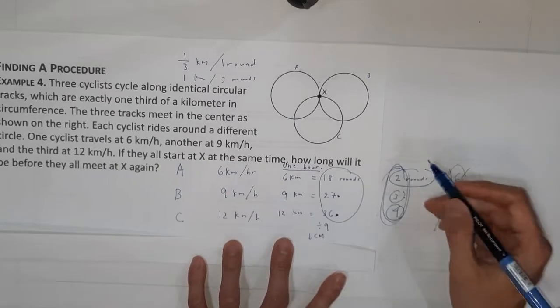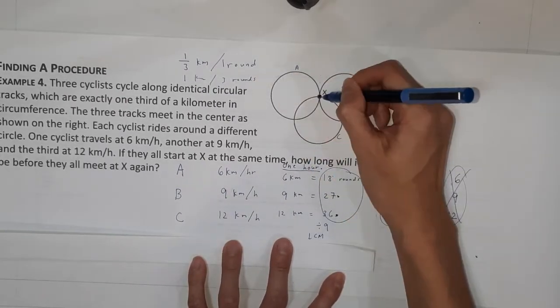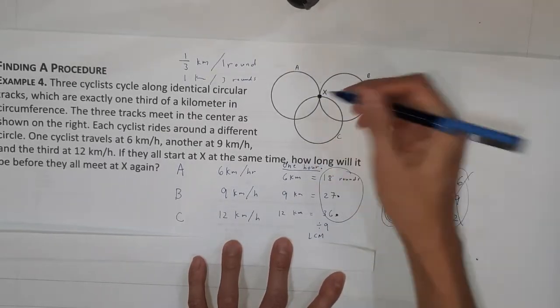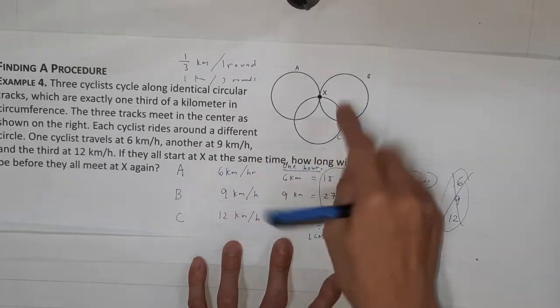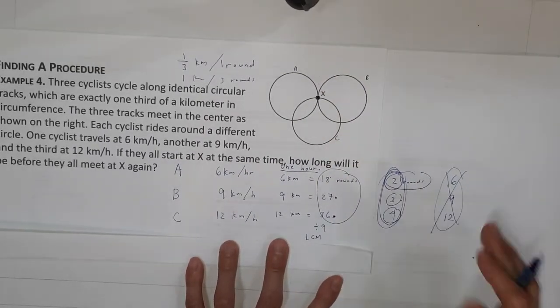Okay, so ulit. That means, after dalawang ikot ni A, nasa X siya, ang nangyari kay B ay 3 ikot. So, nasa X din siya. At si C ay 4 na ikot. Nasa X din siya. So, sige. Kung may questions, paki-comment na lang.